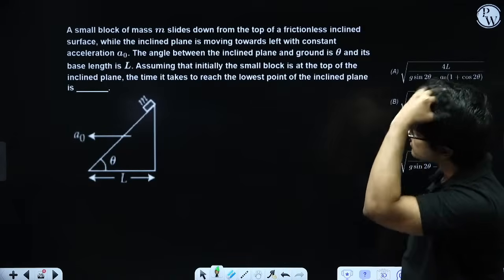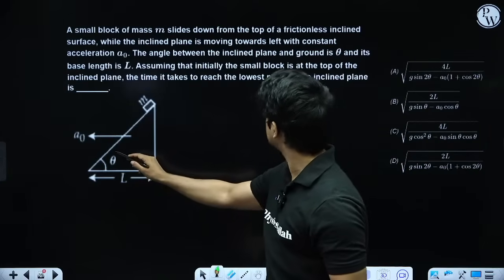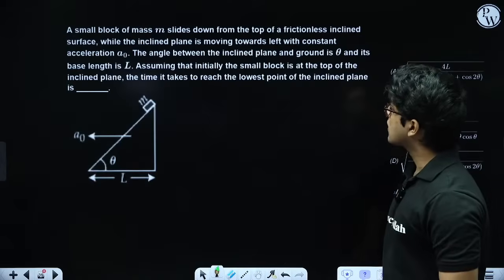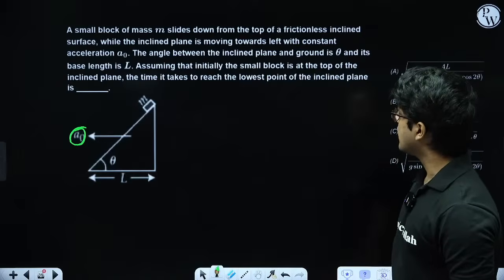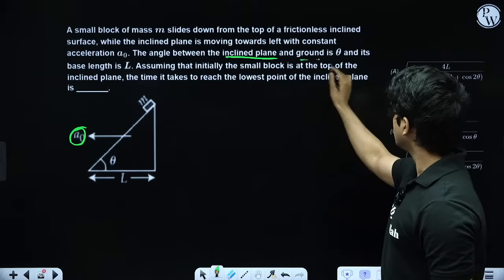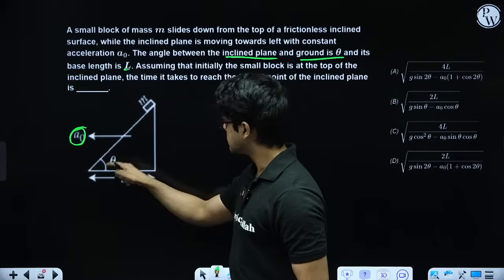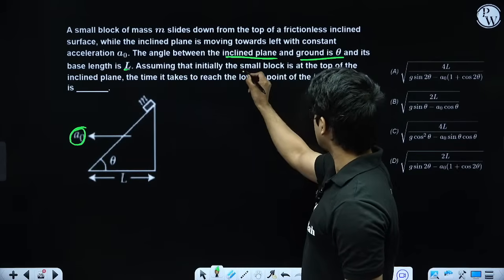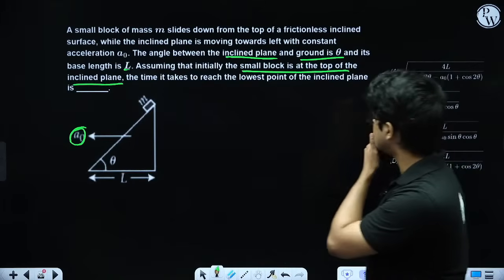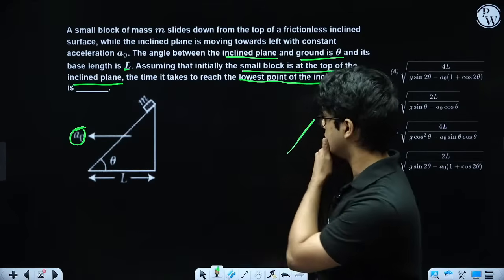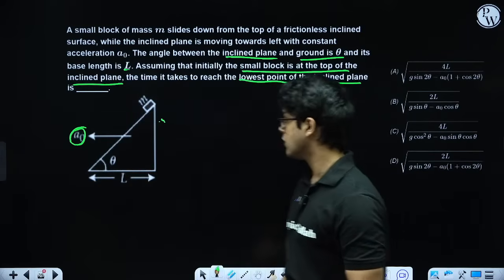Next problem is a mechanics problem. A block of mass m slides from the top of a frictionless inclined surface, and the inclined plane is moving towards the left with an acceleration of a0. The angle between the inclined plane and the ground is theta, and its base length is capital L. Assume that initially the small block is at the top of the inclined plane. What is the time it takes to reach the lowest point of the inclined plane? We want how much time it takes for this block to reach the bottom of this inclined plane.